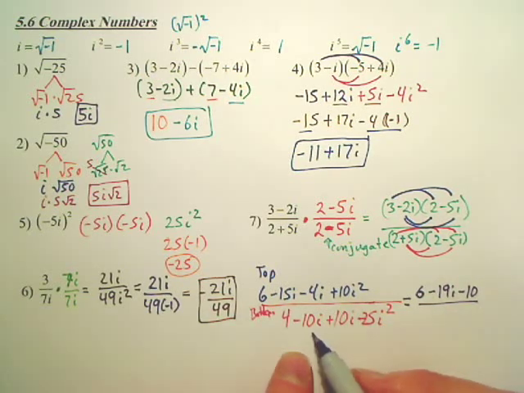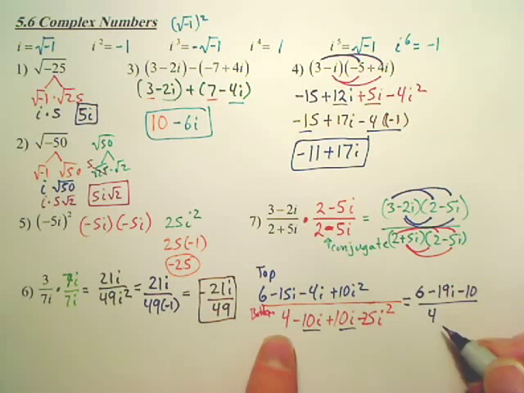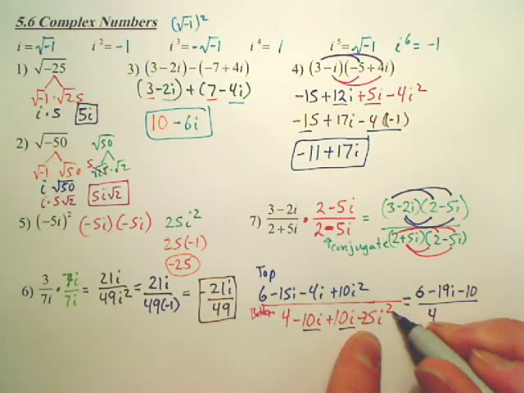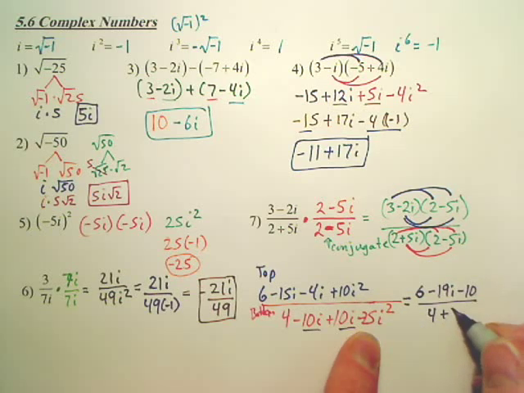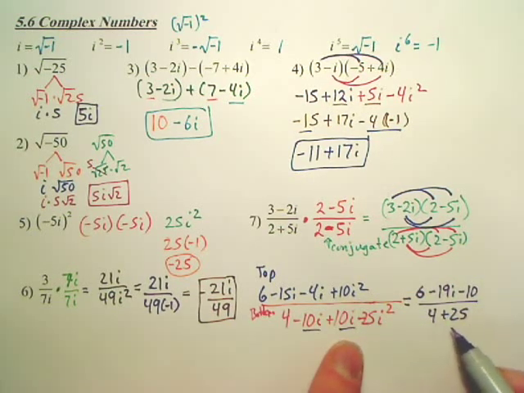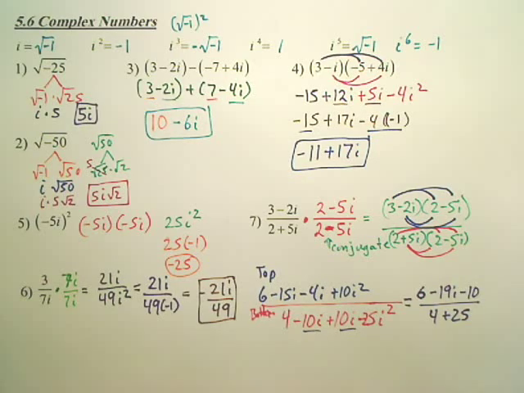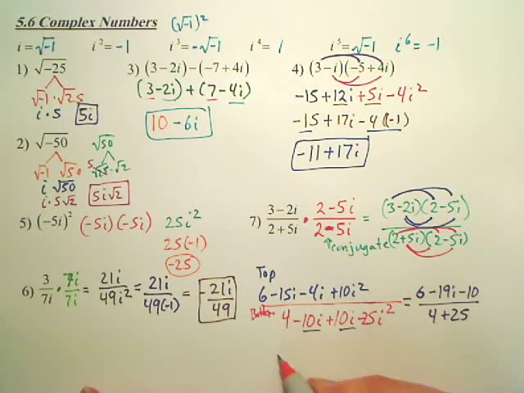The bottom, wait, don't these cancel? Yep. That's the whole point. 4. And then isn't this going to become i squared is negative 1, so that becomes a plus 25? Did my i disappear from the bottom? Yep. All my i's are gone from the bottom. Just need to simplify. So my final answer is going to be 6 and negative 10 will be negative 4. And the bottom is 29.